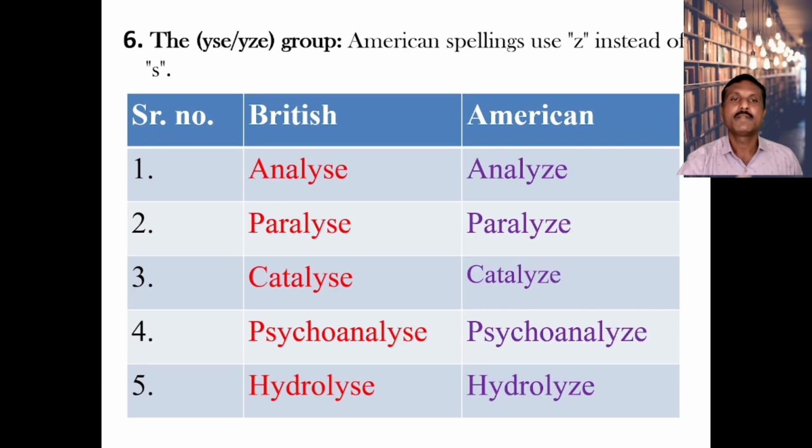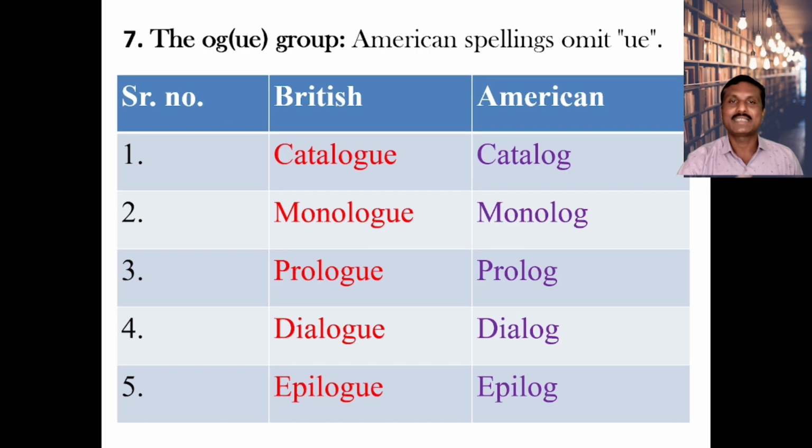Now, this is one more group, the YSE group. It is similar to the earlier one, only the spelling differs with Y and I. See the examples: analyze, paralyze, catalyze, psychoanalyze, hydrolyze. These are the examples of British English, while in American English the same words have different spellings because they use Z instead of S.